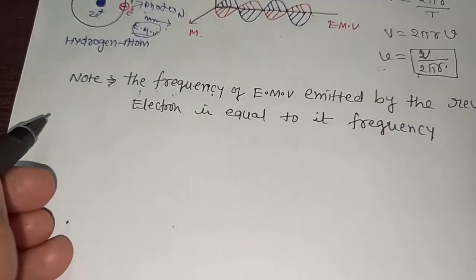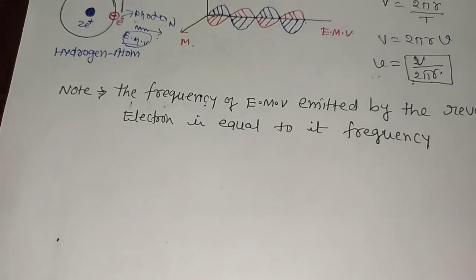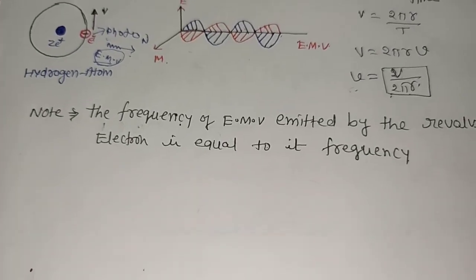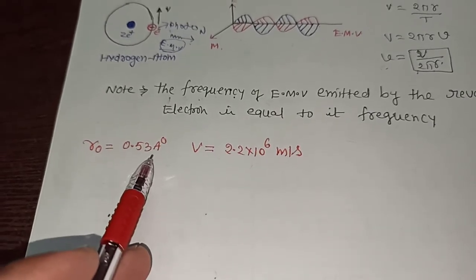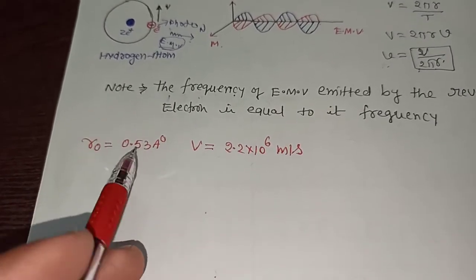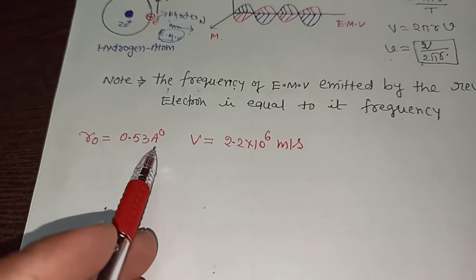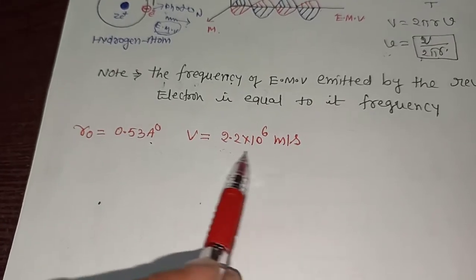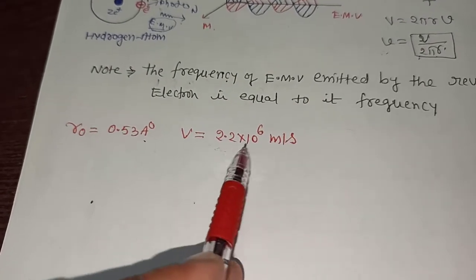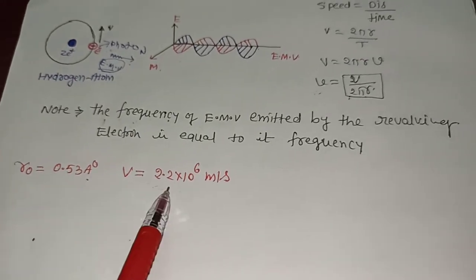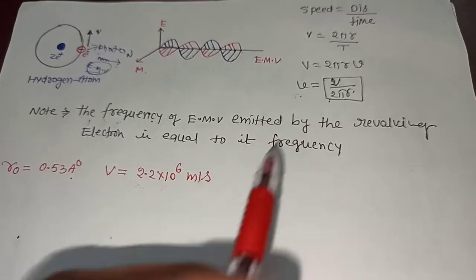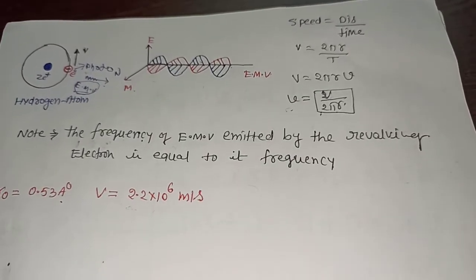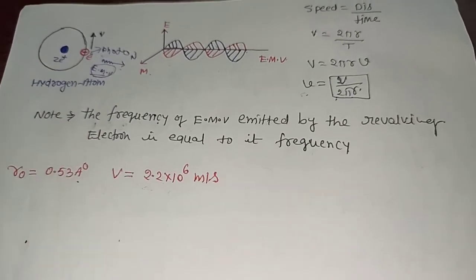So you know that we will write the value of the radius and the velocity; you should remember these. My dear student, this is the initial radius of the hydrogen atom in the first orbit. This is 0.53 angstrom. The velocity of the electron in the first orbit is 2.2 into 10 to the power 6. This value we will substitute here and find the frequency of the electromagnetic wave, the frequency of this electron.